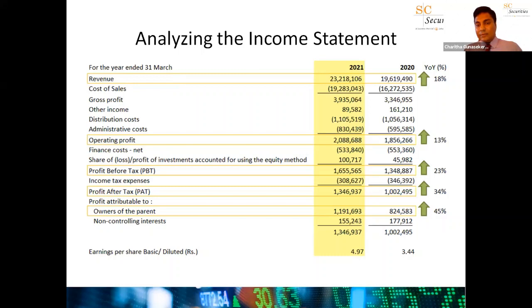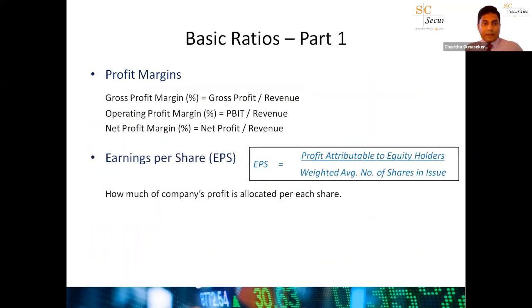In very layman terms, what we calculate is how much profit is attributable to a single share of this company. They have generated 1.1 billion for all shareholders. How much have they generated for a single share? So this company is generating 4.97 rupees of earnings for a single share. So that's the meaning of earnings per share, right? It's self-explanatory by the name. For one share, how much have they earned as profits?